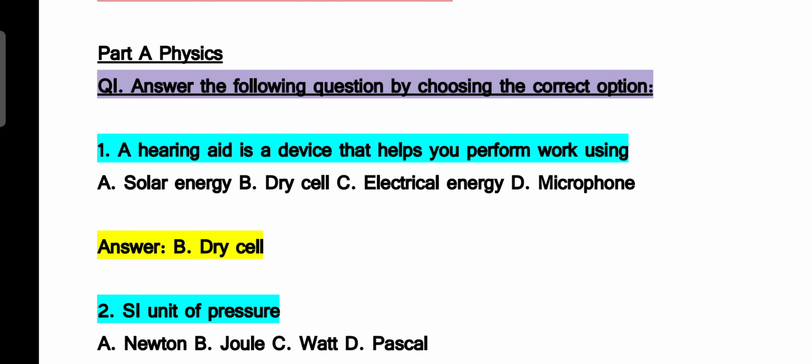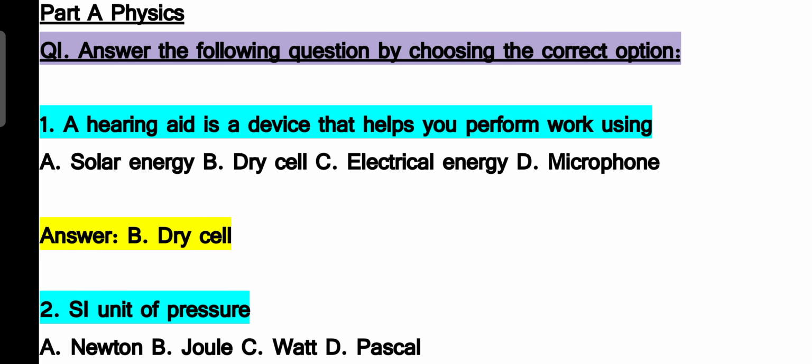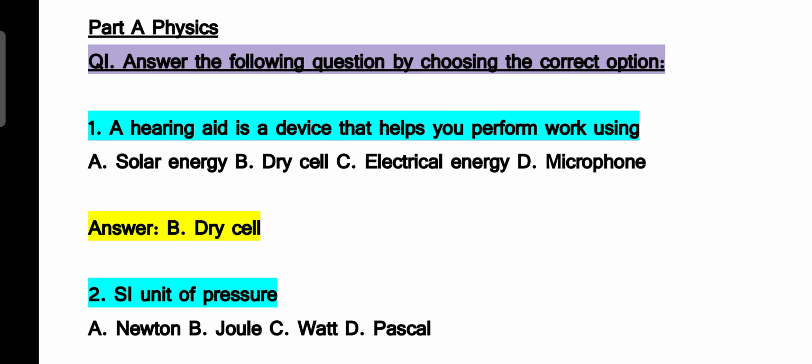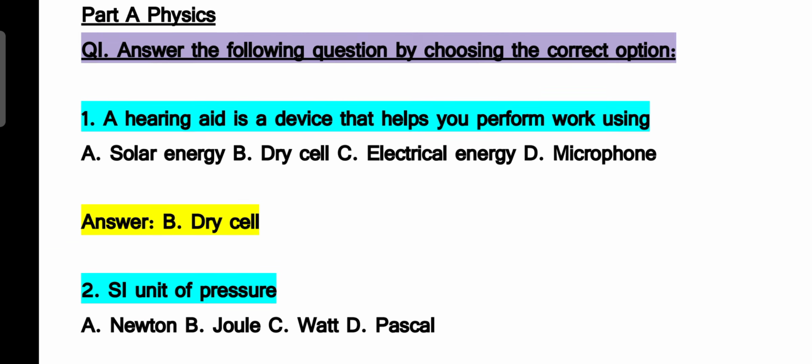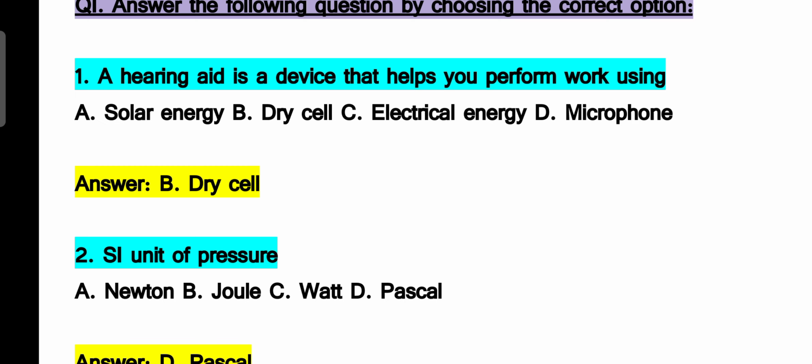The first question is, a hearing aid is a device that helps to perform using which type of energy or the source of energy? The proper answer to be selected is dry cell. Because the hearing aid is used inside the ear, it needs some energy source. So it uses very small dry cells.